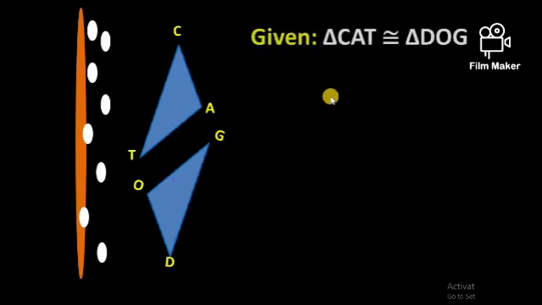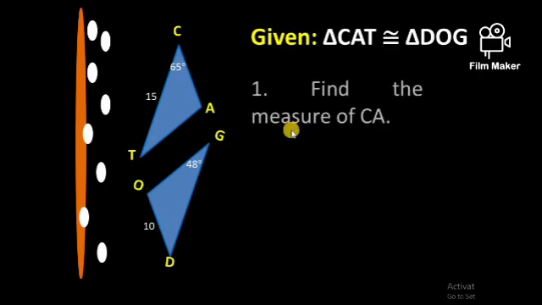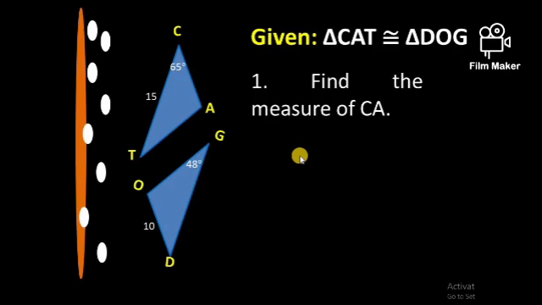Let's try this. Given, triangle CAT is congruent to triangle DOG. Angle C is equal to 65 degrees. Angle G is equal to 48 degrees. Segment TC is equal to 15 and segment DO is equal to 10. Let us answer the following questions. Number 1, find the measure of segment CA.